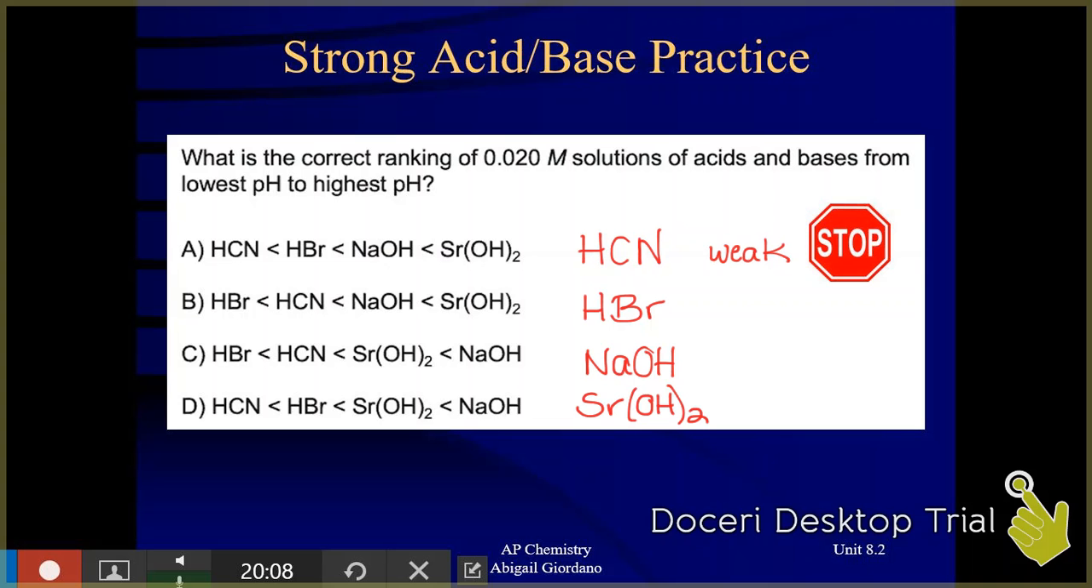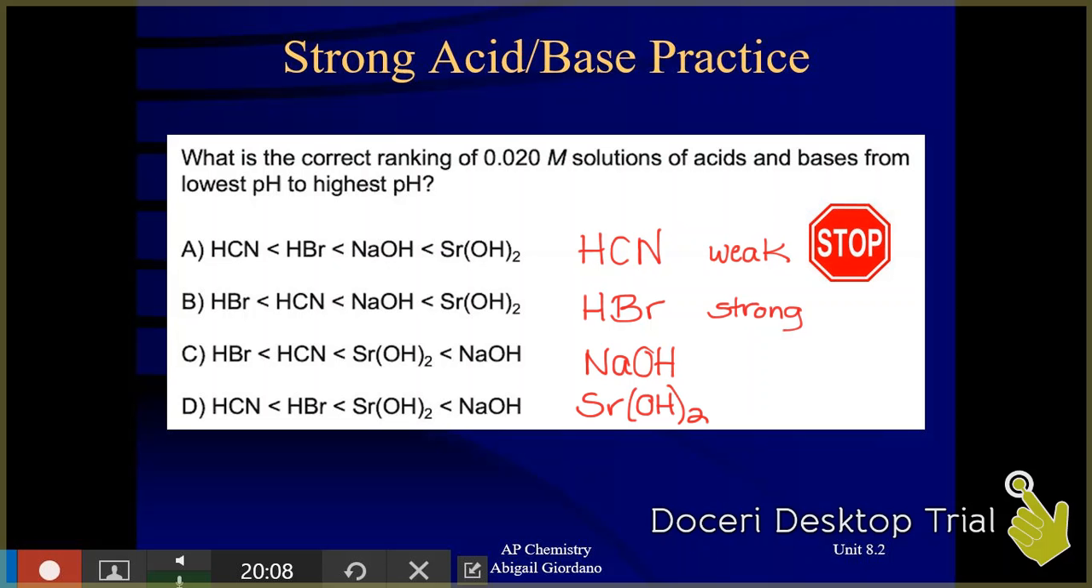HBr is one of the 6 strong acids, so I'm going to write strong. Okay, so before I go any further, based on the fact that HBr is strong and HCN is weak, in an equal molar solution of those 2 acids, the strong acid should be more acidic. It's going to have a lower pH.